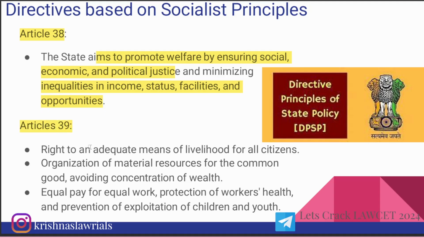Article 39 says the right to an adequate means of livelihood for all citizens, organization of material resources for the common good, avoiding concentration of wealth. Here they are saying there should be no concentration of wealth, and the person who is holding more wealth than needed should divide it, something like that. Equal pay for equal work, protection of workers' health, prevention of exploitation of children and youth. This is under socialistic principle. They say that equal pay should be given for equal work. There should be health protection of laborers, innocent workers, and prevention of the exploitation of children, like child labor.